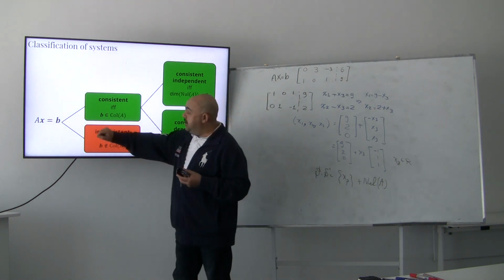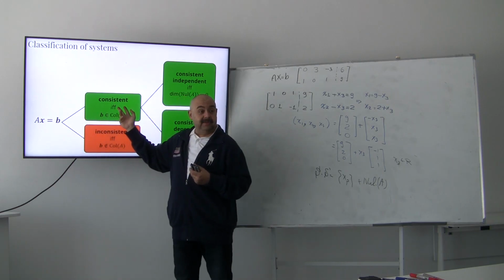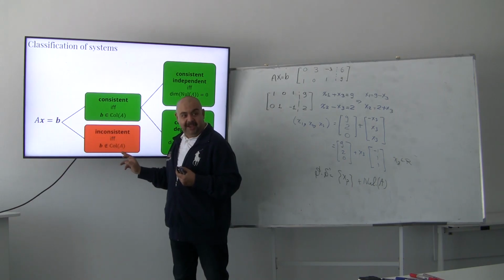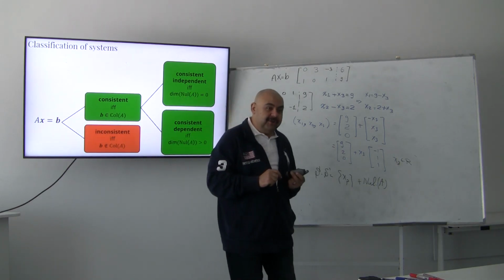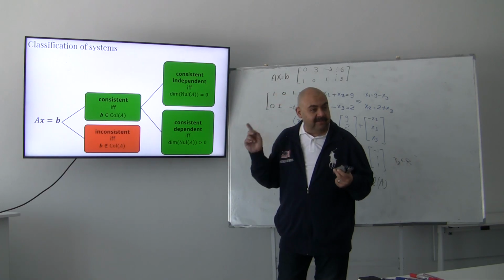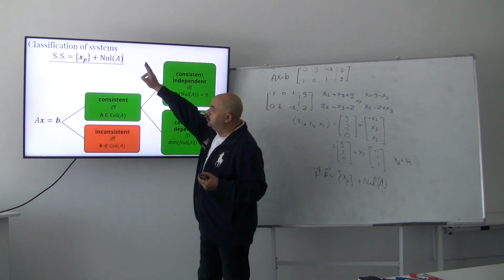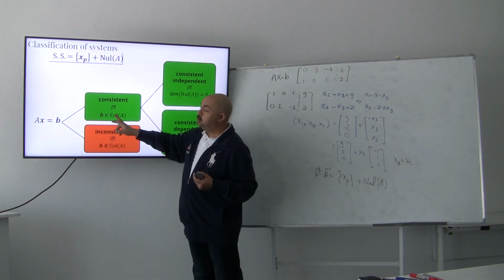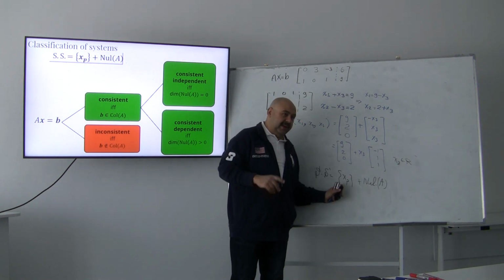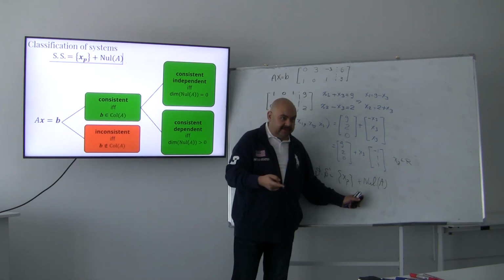If b belongs to the column space of A, you will have a consistent system. If b doesn't belong to the column space of A, then you will have no solution. So if b was a linear combination of the columns of A, you will have a consistent system. If not, you won't. Okay, remark, that's the solution set. If I have b belongs to the column space of A, and if the null of A doesn't exist, you will have a unique solution. If this one exists, it means you will have an infinite number of solutions.